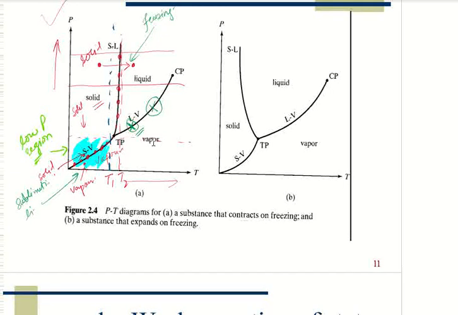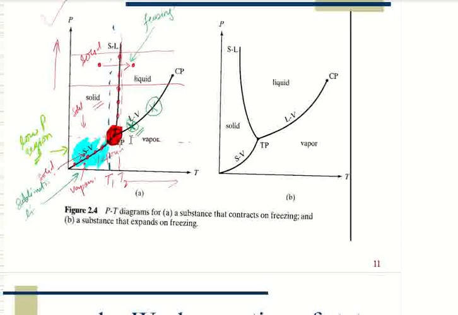Okay, let me discuss the triple point first. When you join these three lines, the solid-vapor, liquid-solid, and vapor-liquid coexistence lines, they join at a single point, and this single point is called the triple point. At the triple point, this is really an amazing phenomenon, that all three phases coexist, but this is only one combination of temperature and pressure where all these phases coexist. So at this point, the middle of this shaded red area, there is liquid water, there is also ice, and there is also vapor at that particular pressure and temperature.